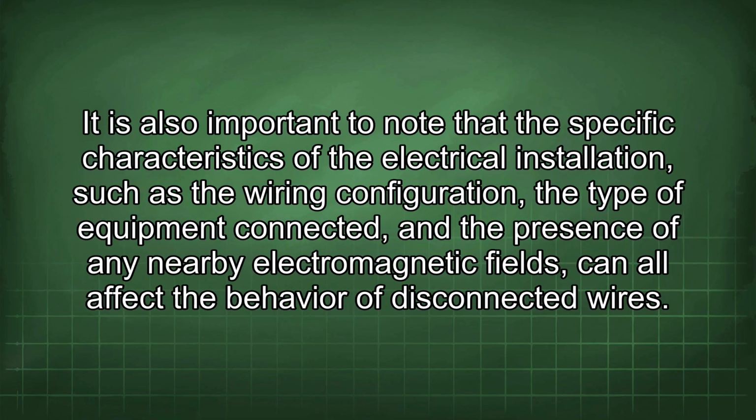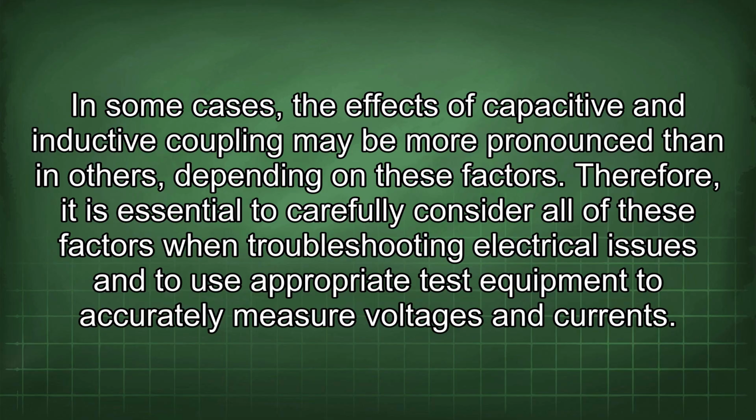It is also important to note that the specific characteristics of the electrical installation, such as the wiring configuration, the type of equipment connected, and the presence of any nearby electromagnetic fields can all affect the behavior of disconnected wires. In some cases, the effects of capacitive and inductive coupling may be more pronounced than in others, depending on these factors. Therefore, it is essential to carefully consider all of these factors when troubleshooting electrical issues and to use appropriate test equipment to accurately measure voltages and currents.